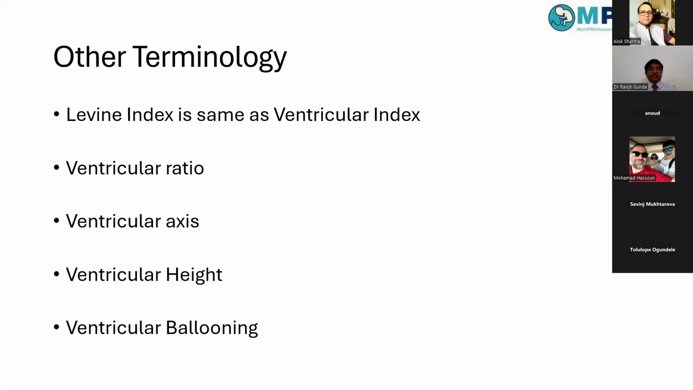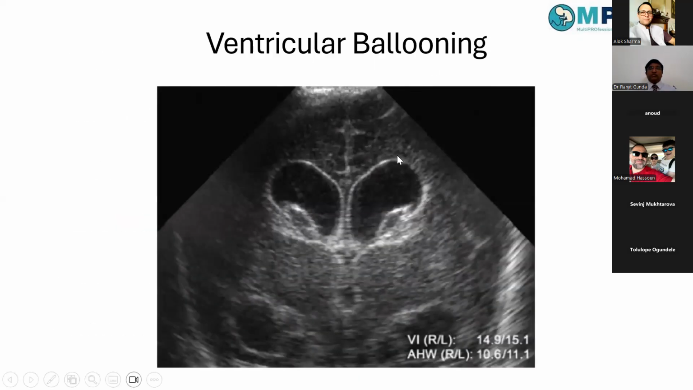Another thing is ventricular ballooning. As we talked about, ballooning of the ventricles is a very early sign of ventriculomegaly developing into hydrocephalus. So ventricular ballooning, followed by the temporo-occipital distance, followed by anterior horn width, which we are going to talk about soon, are the early signs. Only later can we see the rise in the ventricular index.